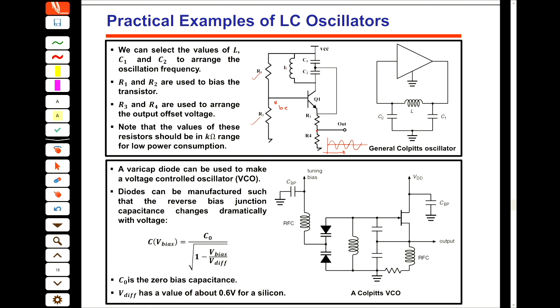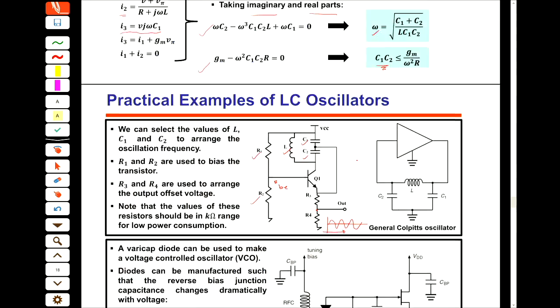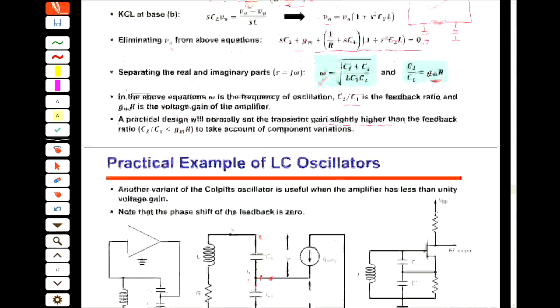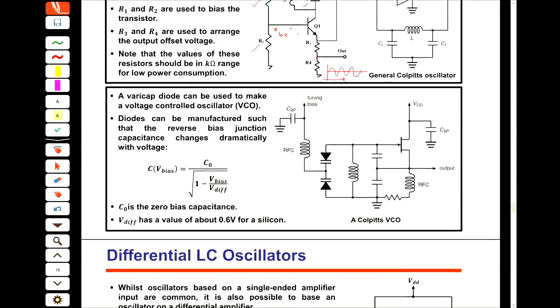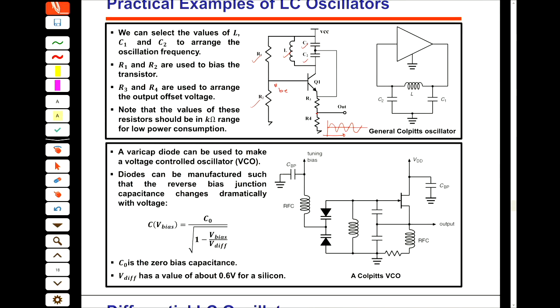And then select the L, C1 and C2 based on the equations that we achieved just here. So this circuit is exactly what I showed there. I mean, it's this circuit.